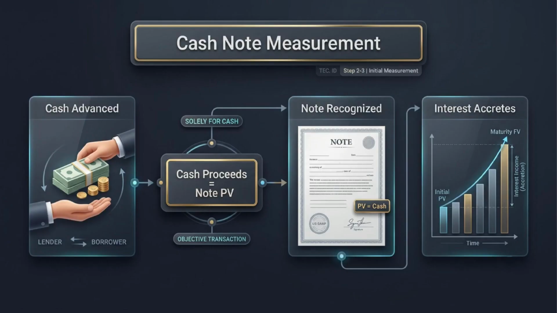When a note is received solely in exchange for cash, the starting measurement is straightforward. The present value at issuance equals the cash proceeds exchanged. In simple terms, the lender paid cash today and received a note in return, so the cash exchanged anchors the measurement. The difference between the cash advanced and the total future payments does not become instant income. It is earned over time as interest income. That is why this slide is important. Cash proceeds give us the starting point, and interest accretion explains the later movement.